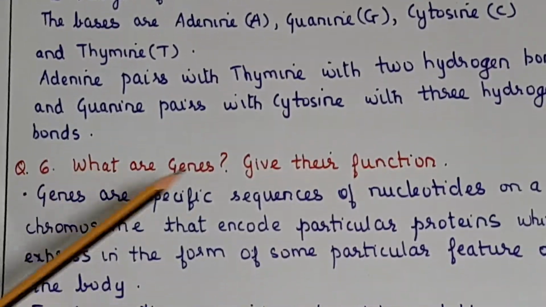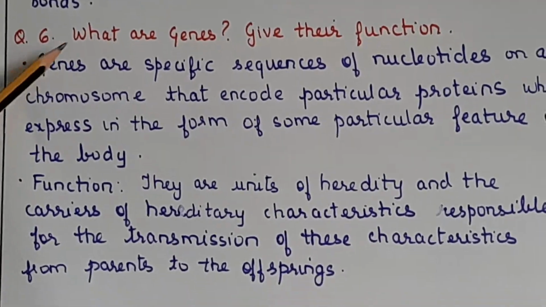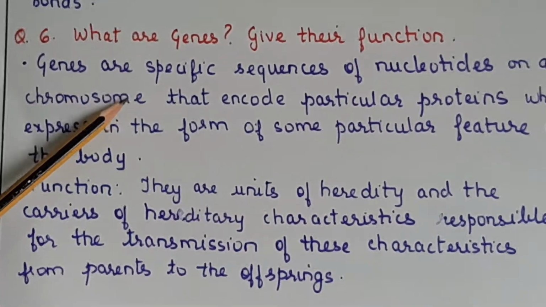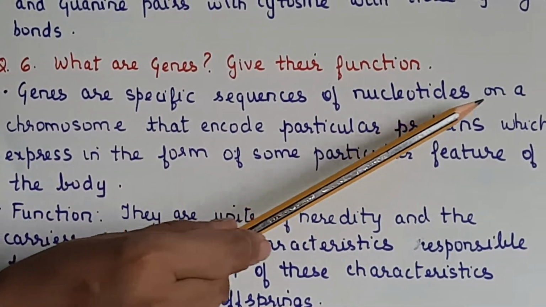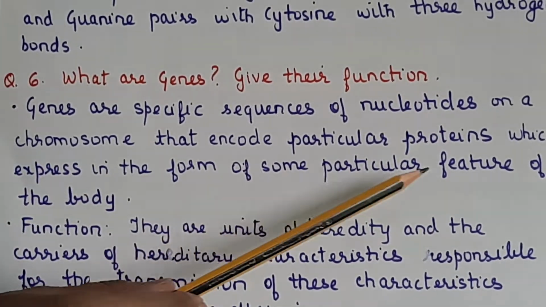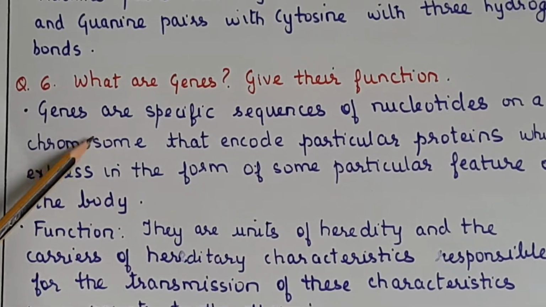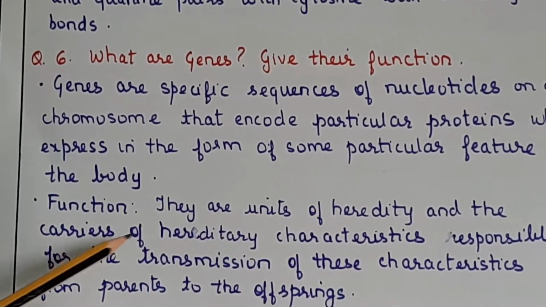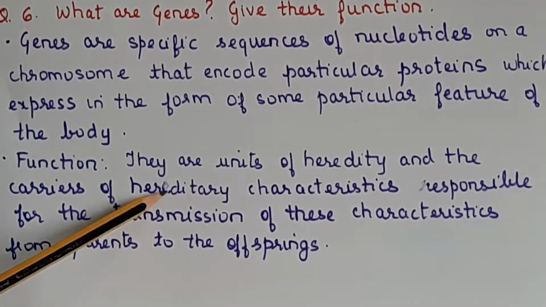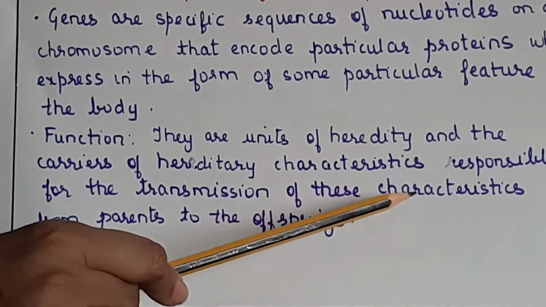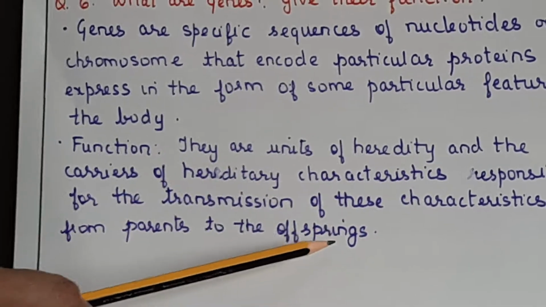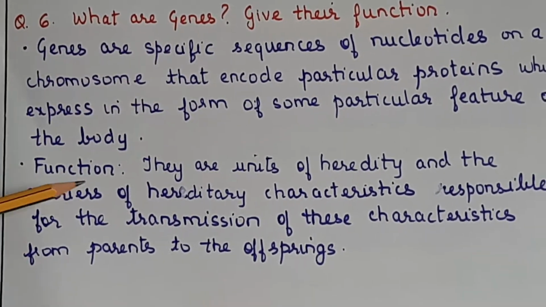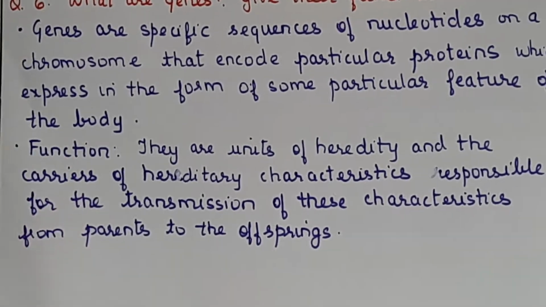Next is, what are genes and give their function. Again, this is 5 star. Genes are specific sequences of nucleotides, and now you know what a nucleotide is, right? On a chromosome that encode particular proteins which express in the form of some particular feature of the body. This is the answer to what are genes. Their function is that they are the units of heredity and carriers of hereditary characteristics, responsible for transmission of these characteristics from parents to the offspring. If you are asked to explain the term gene, then you will write the first part. If function is asked, you will write the function. Clear? Now we'll have a look at the next part.